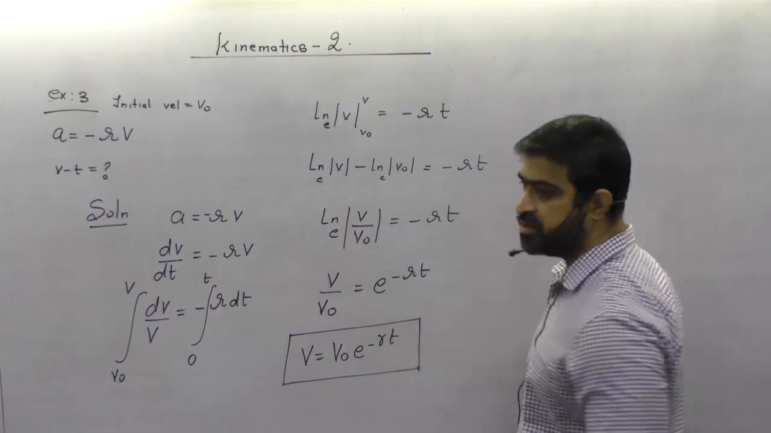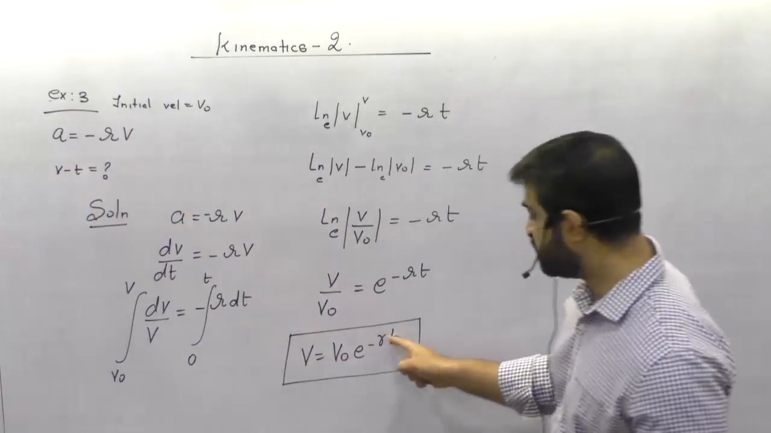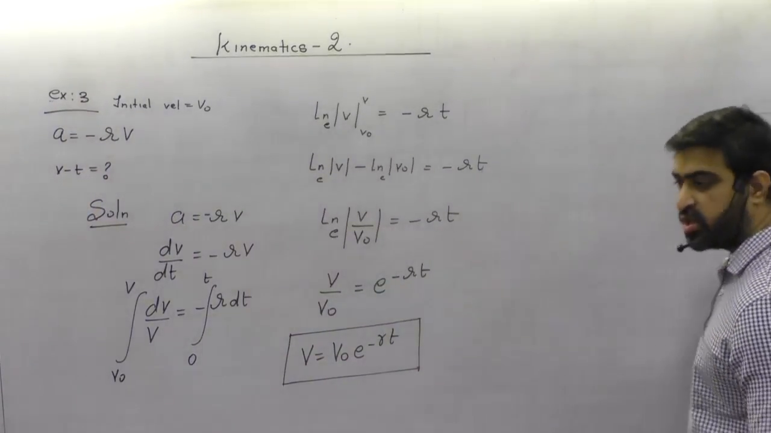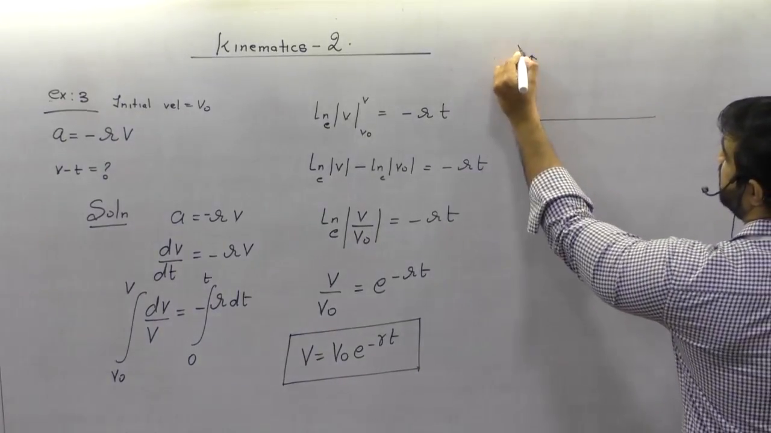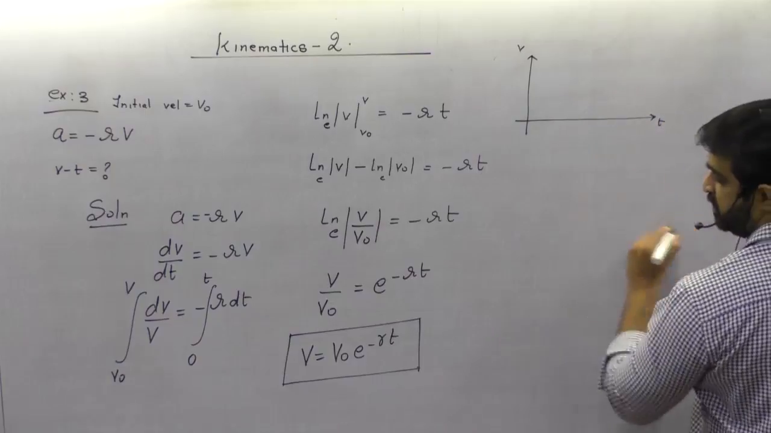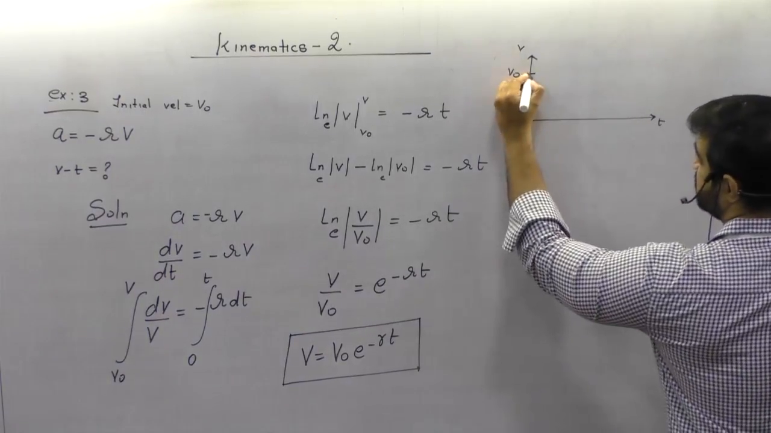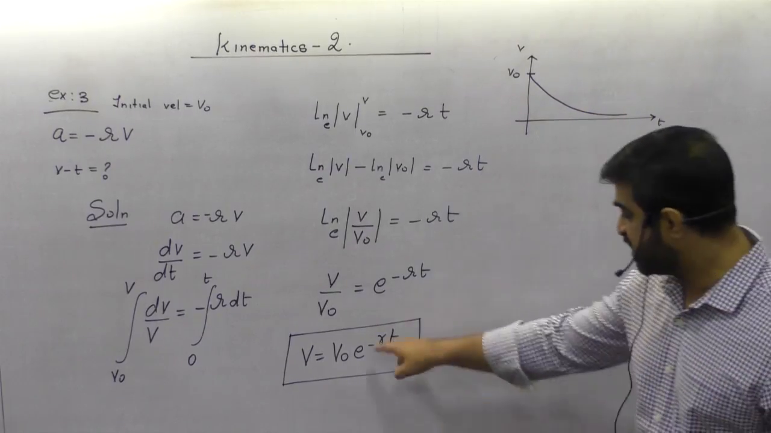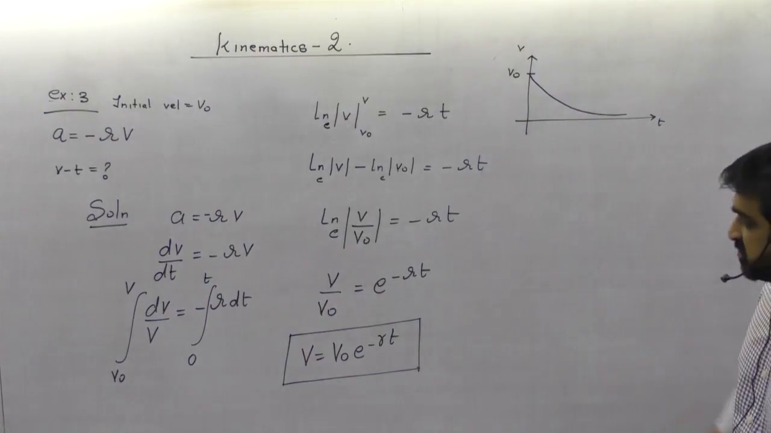This is the vt equation, which is v as a function of time. Now if they ask you what the graph of this is, it is an exponential decreasing graph. Initial velocity is v naught. As time increases, it will decrease this way, an exponentially decreasing curve, e raised to minus x. You should know the nature of this.